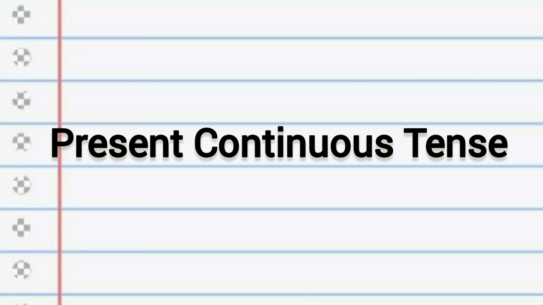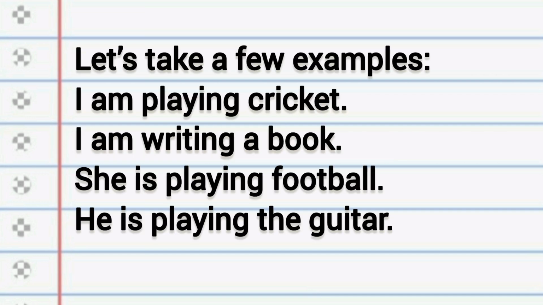Let's take a look at the formula. The formula for the present continuous tense is subject plus is, am, or are plus verb ing plus object. Here is, am, and are are helping verbs and verb ing is the ing form of the verb. It is quite a simple formula and we can easily make sentences using it.